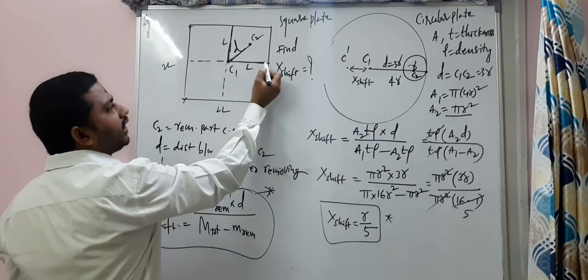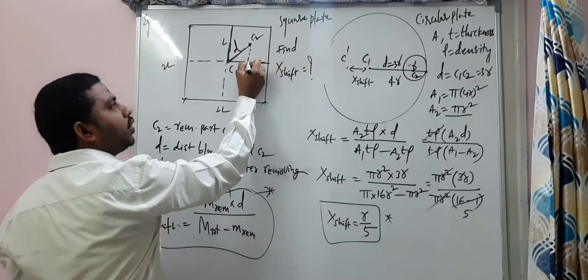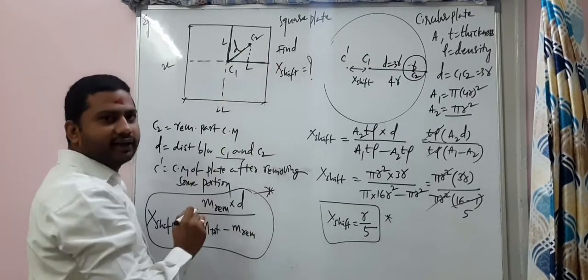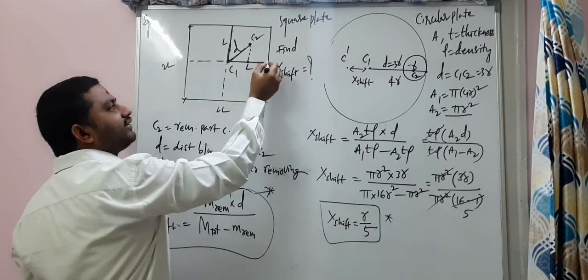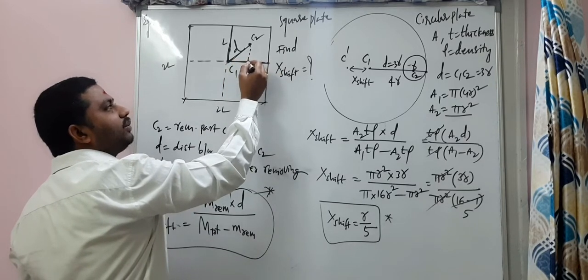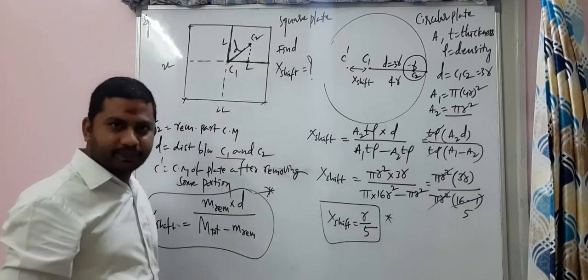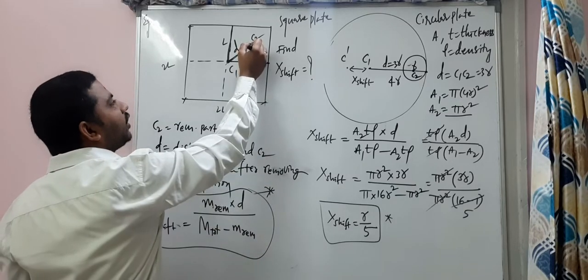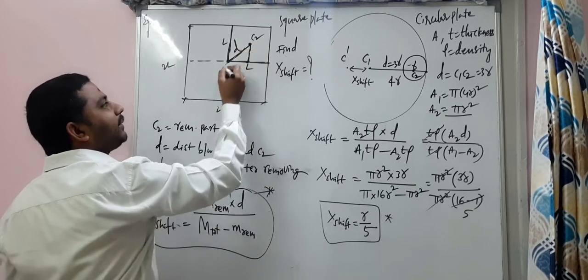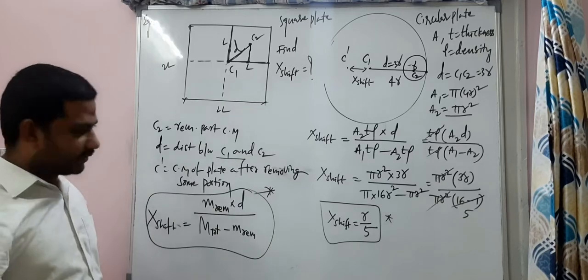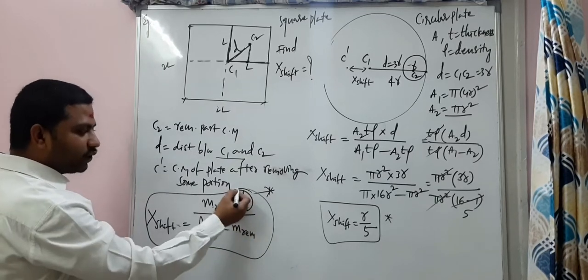Because from here to here it's L. And you know from here to here how much. From here to here it's L, and you know from here to here that is how much. From here to here you know how much, and from here to here you know how much. So you can find this hypotenuse, D. So in the formula, you get D.